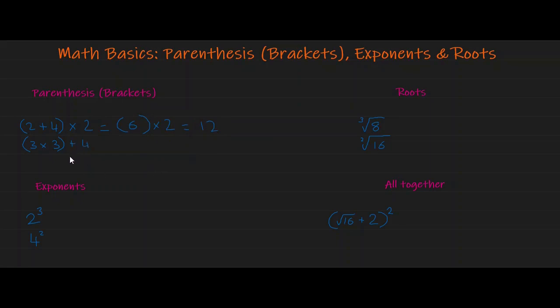Let's look at another example. In this example, you have the multiplication within the brackets and the addition outside. So what this says is 3 multiplied by 3 is within the bracket, so it's grouped, and the value of this would then be added to 4 for the answer. So let's look at how we solve that.